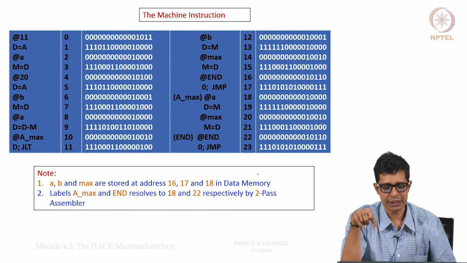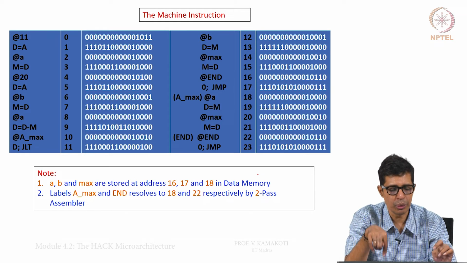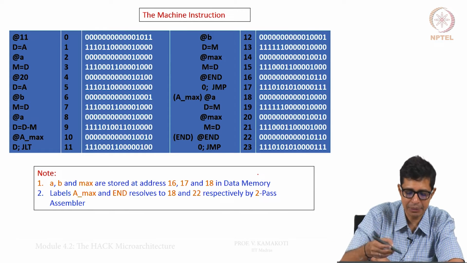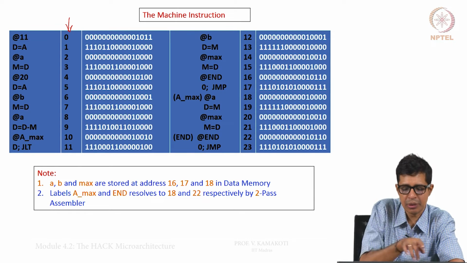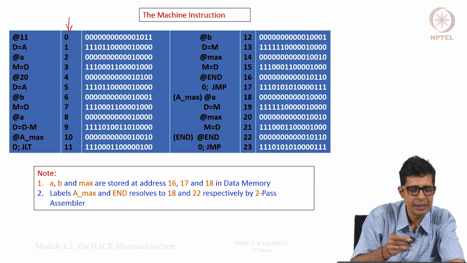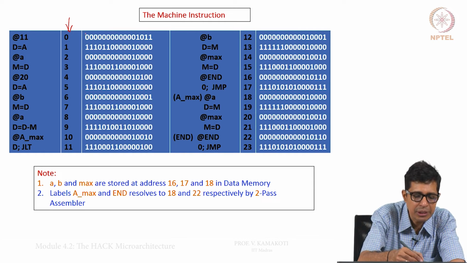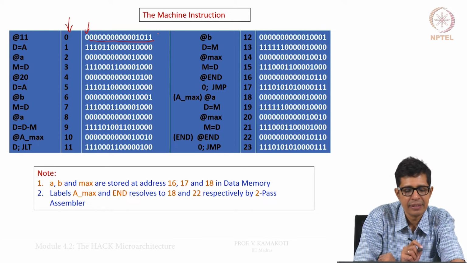Now these are the instructions. So there are 24 instructions, and those are being stored in the memory from 0 to 23. This is the instruction memory, as you see here. So the instructions are stored from 0 to 23. So at 11 is an instruction: the first bit is 0 and the remaining bits, if you see, give you 1011, which is 11.